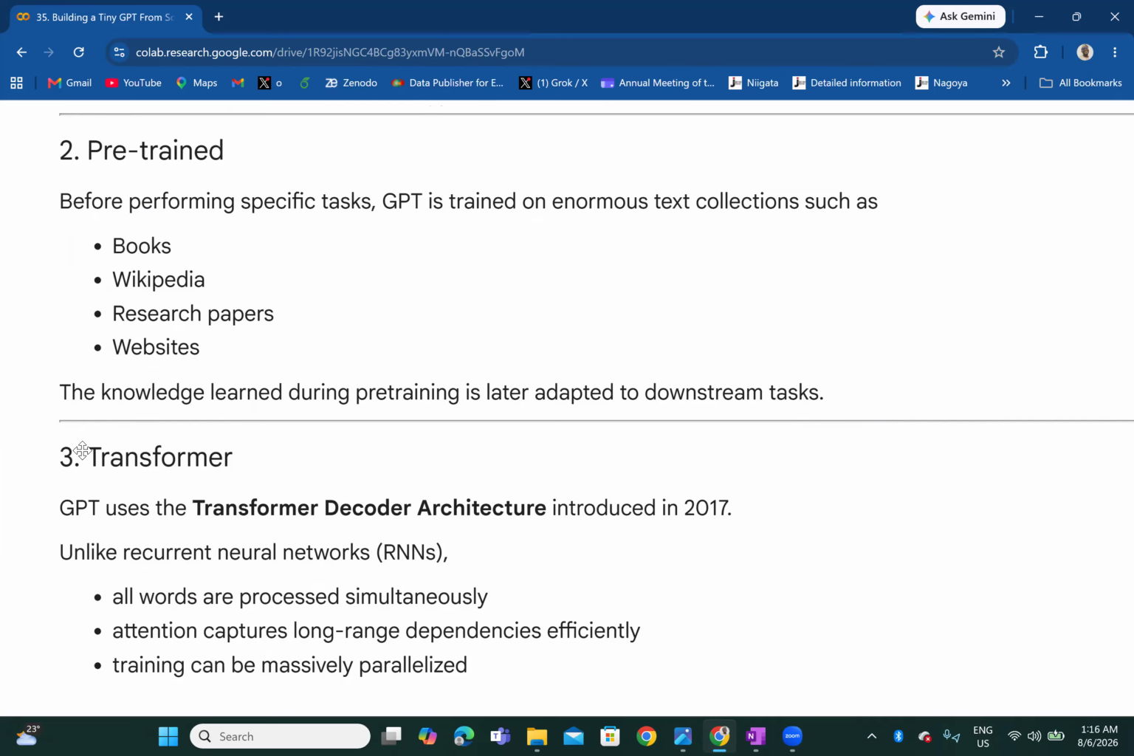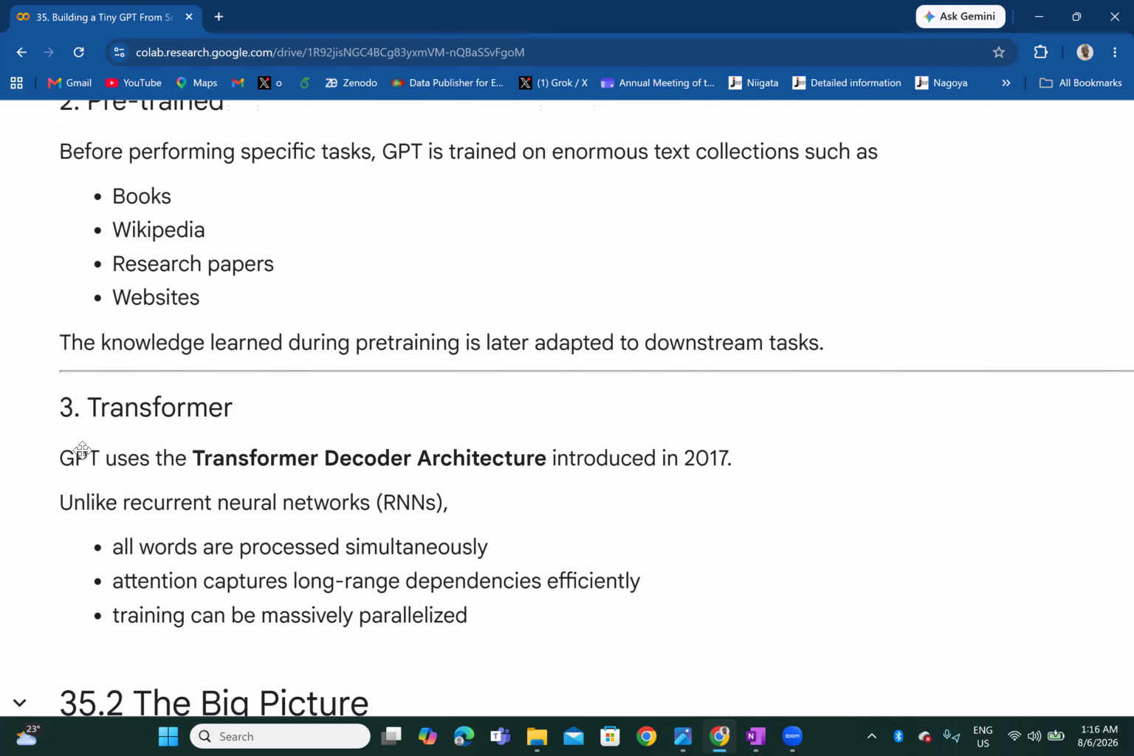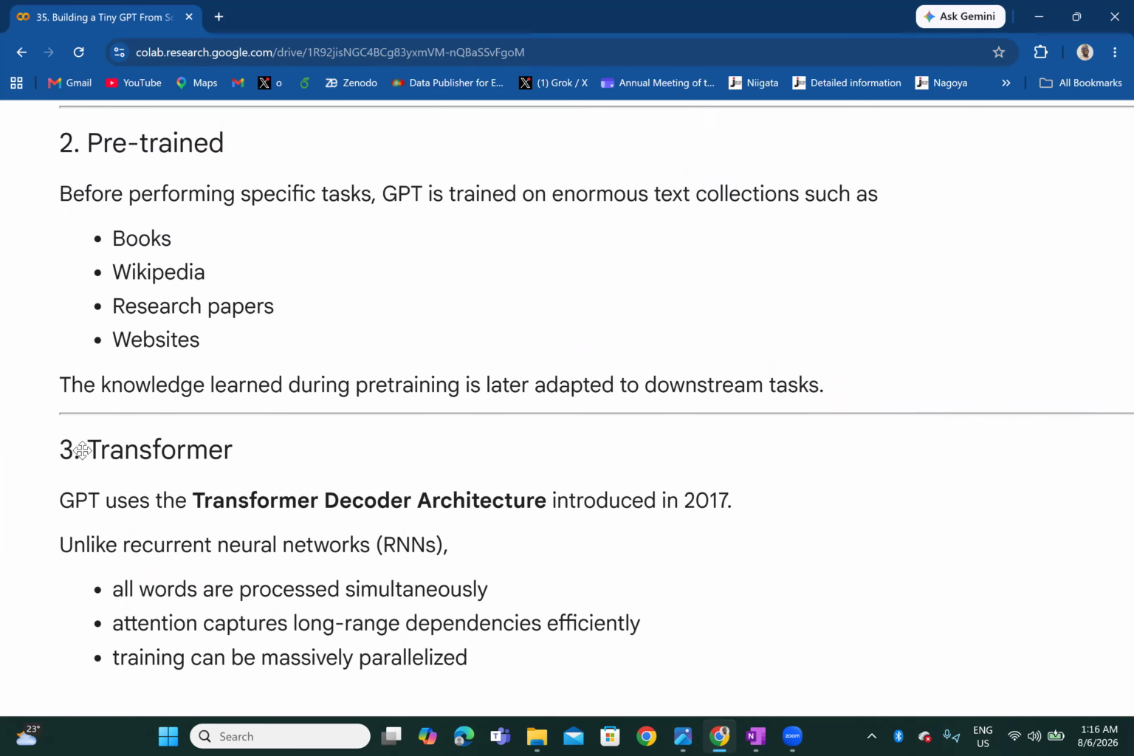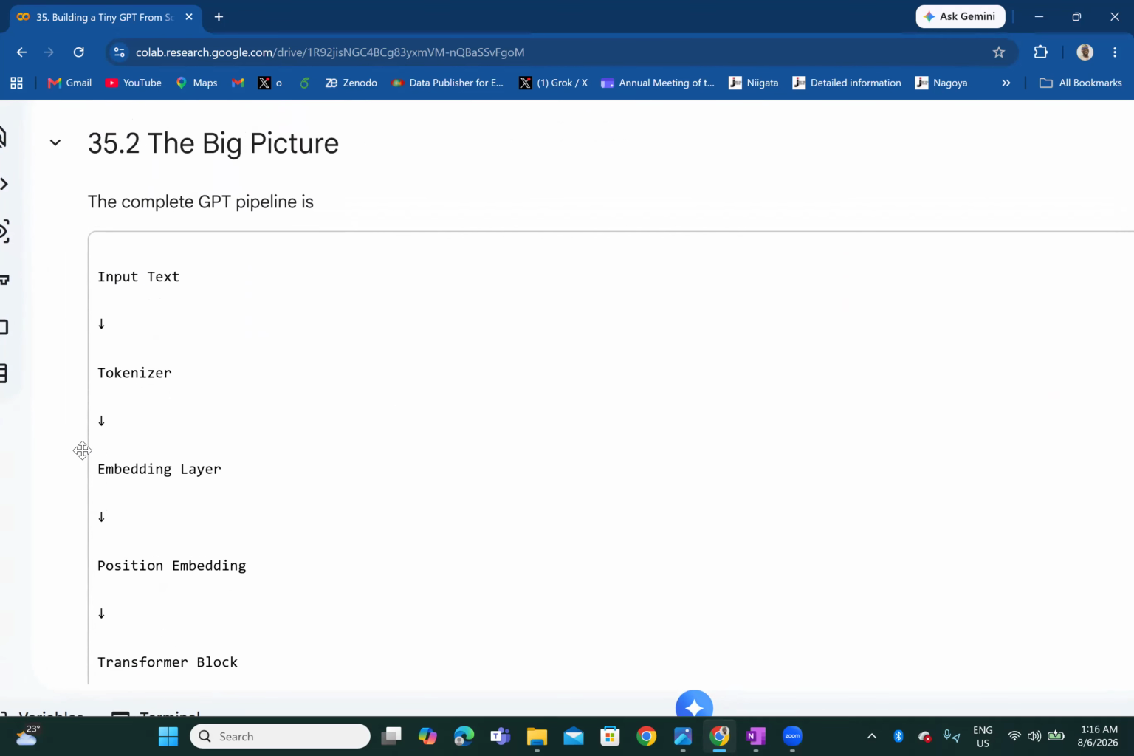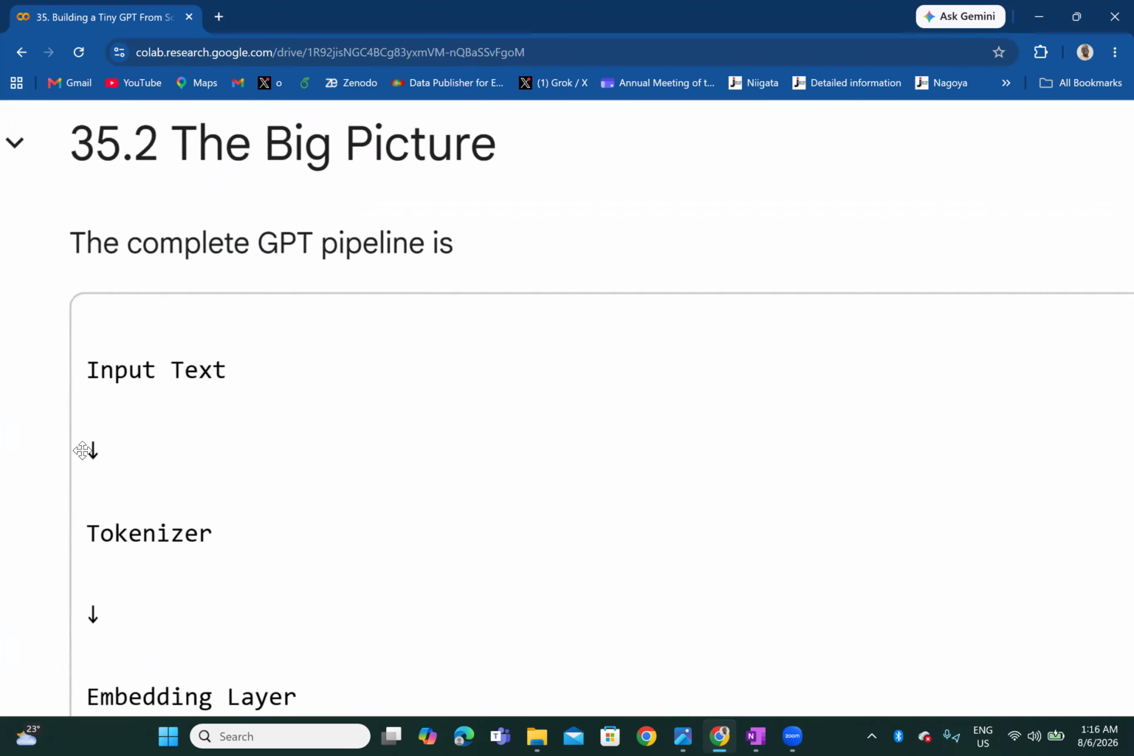And then we have the third part, the transformer part, which we've talked about a little bit. GPT uses the transformer decoder architecture introduced in 2017. Unlike recurrent neural networks, RNNs, all words are processed simultaneously. Attention captures long-range dependencies efficiently, and training can be massively parallelized. So we see Generative Pre-trained Transformer. That is the full meaning of GPT. Now, the big picture is this.